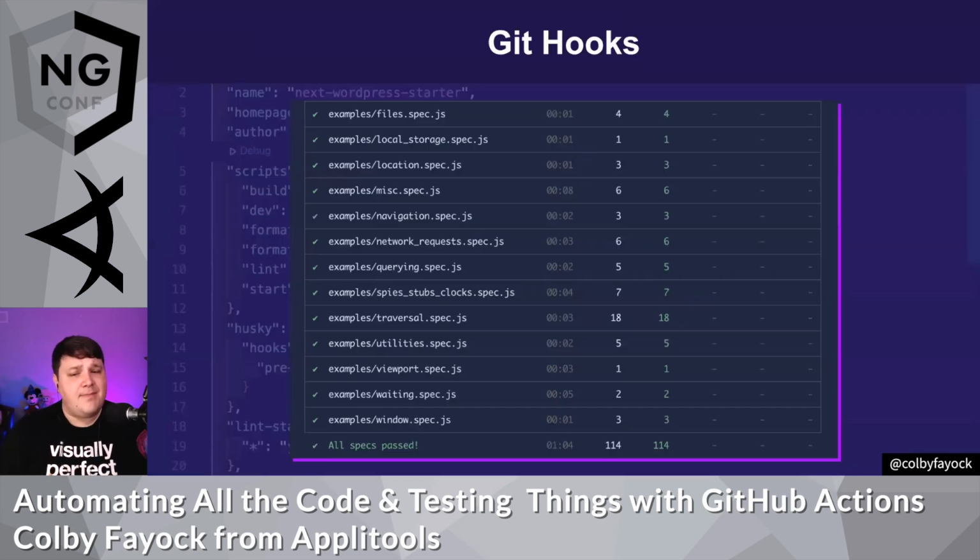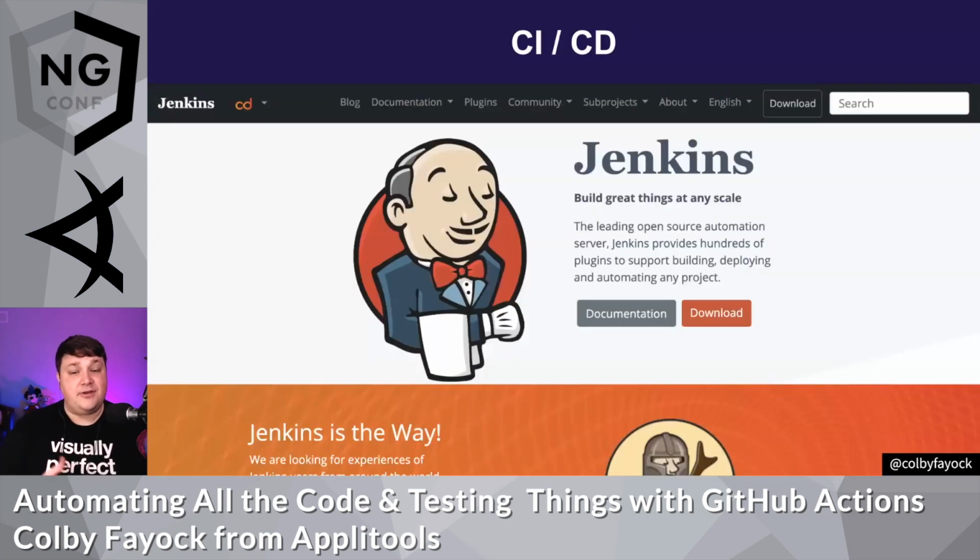But not everything makes sense as a Git hook. You don't want your tests to run as a pre-commit hook, for instance. That's going to be a huge pain for developers. Imagine you're working on a project with a huge test suite. In order to commit, you have to run that entire thing. Nope. So we can take that to another level by running CI/CD processes.